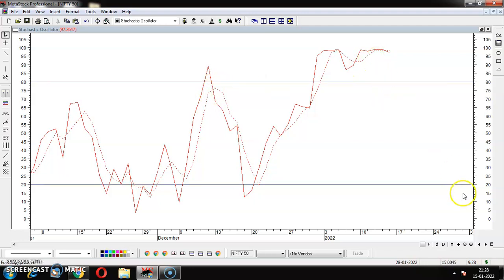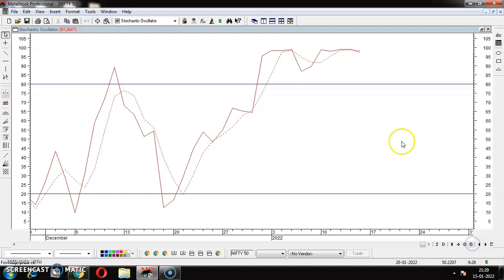So here you can see the stochastic right now. Some selling signal has been generated, as the stochastic line has intersected the dotted line from the upside. But the value of the stochastic right now is 97, which means it is bullish. It has intersected, but we cannot say a downtrend has started unless it crosses 80 from above. It hasn't crossed 80 from above, so you cannot say this is a proper selling signal, right?